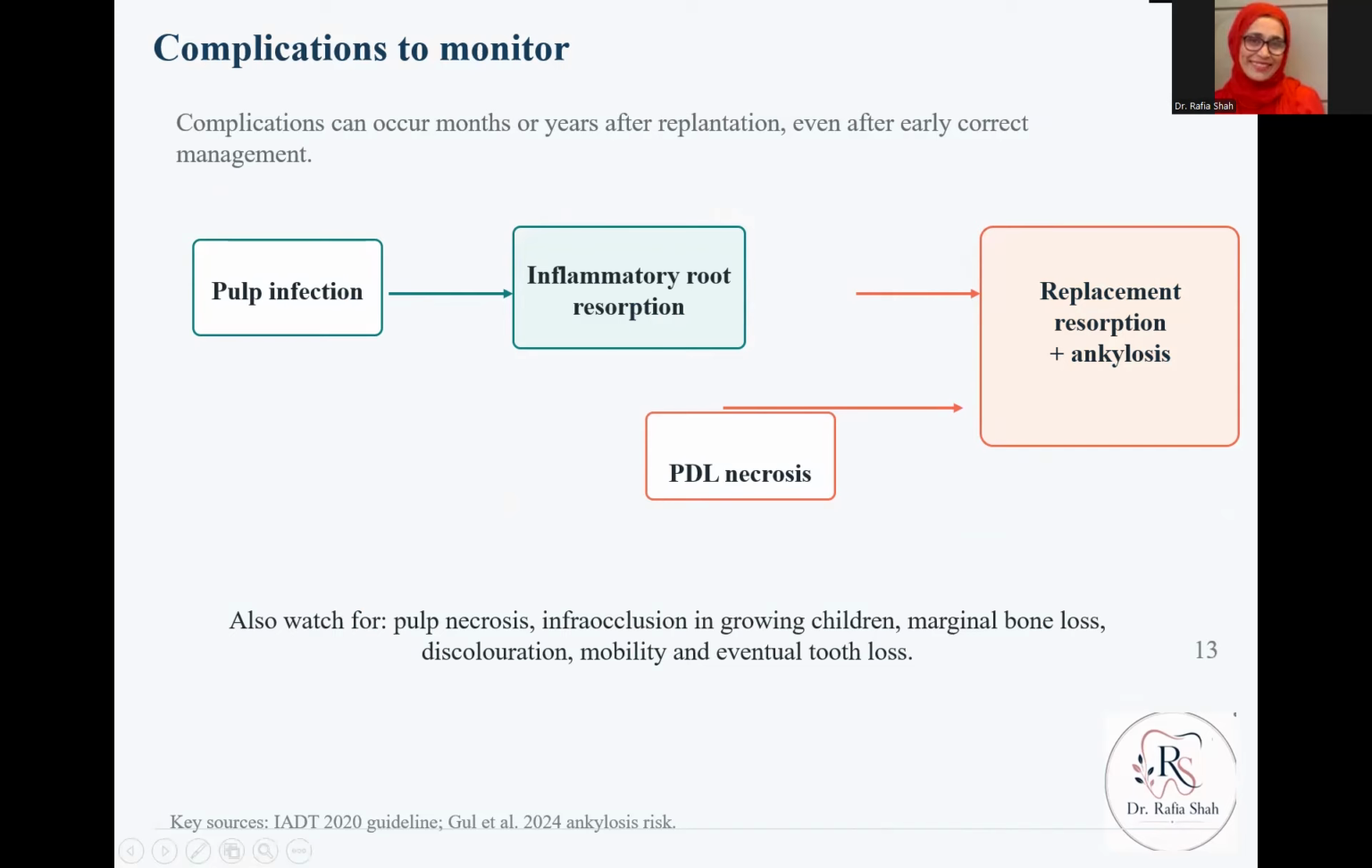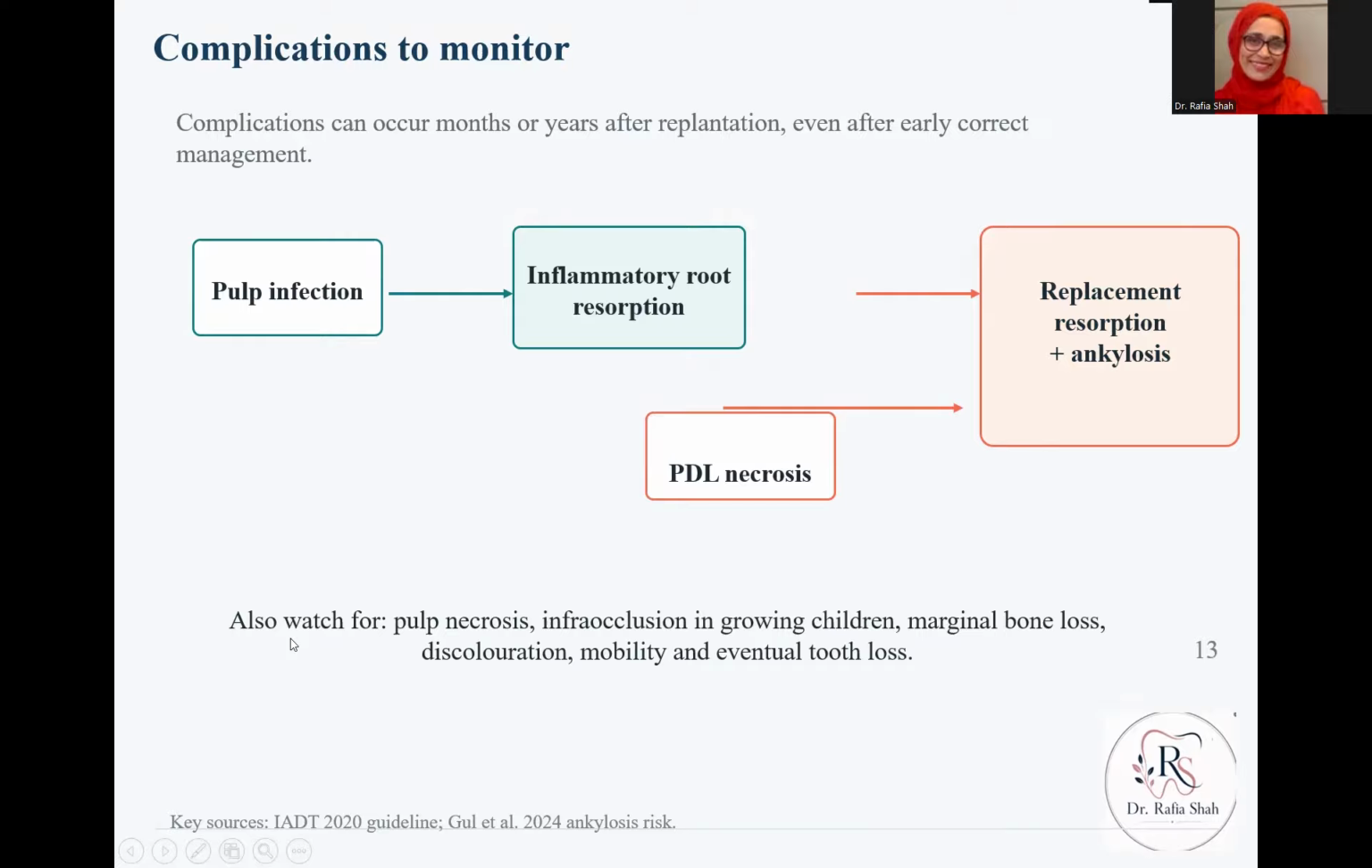There are possible chances that even after we have managed the tooth nicely, the tooth may get pulpal infection. This pulpal infection may lead to resorption of the root, and that is called inflammatory resorption. Or the tooth may undergo pulpal necrosis. And teeth with inflammatory resorption and pulpal necrosis are highly likely to end up with ankylosis.